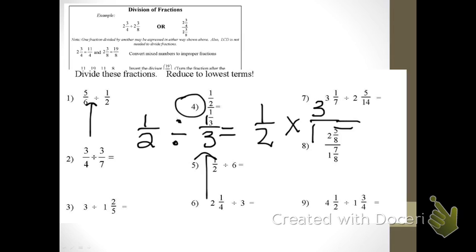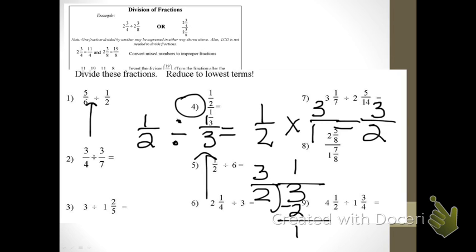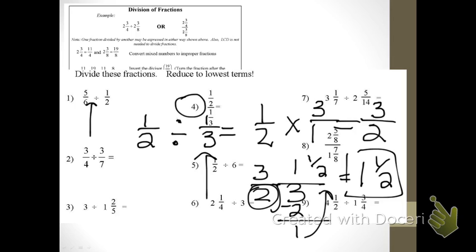Then we multiply across. 3 times 1 is 3. 2 times 1 is 2. That is still improper. And we have 3 over 2. We can make a fraction house. 2 goes into 3 1 time, which leaves me 1 left over. And I'm going to write that as 1 over the divisor. The answer is 1 1/2. And that's in lowest terms because we have 1 on top. And that is done.